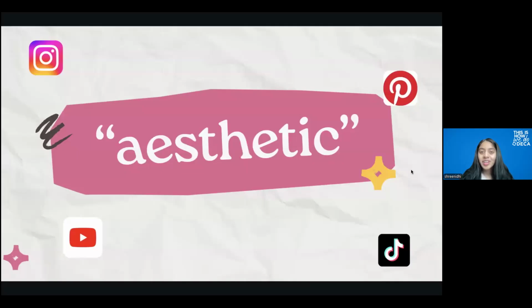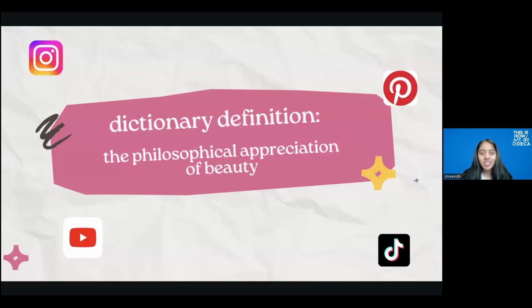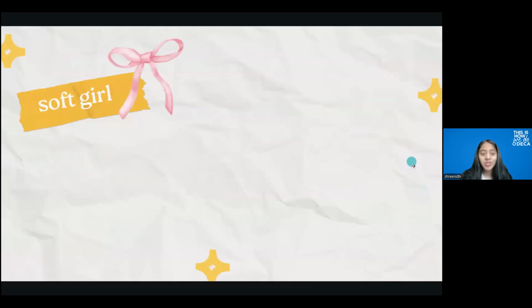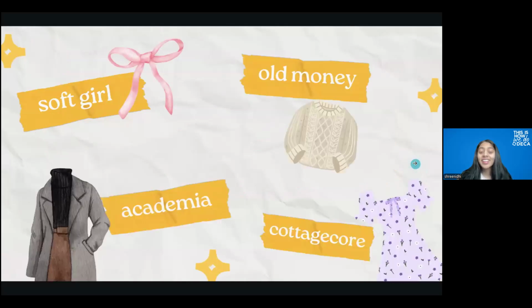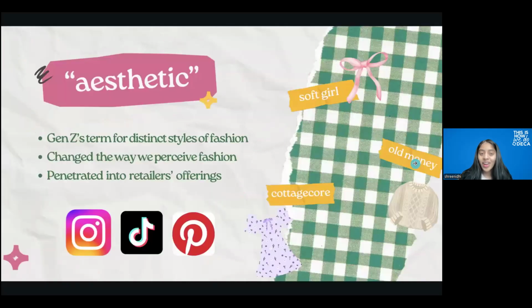Chances are you've probably heard of the word aesthetic on social media. Although the dictionary definition of the word aesthetic is the philosophical appreciation of beauty, Gen Z has redefined this term to reflect the new and modern fashion trends that have arisen with the rise of social media. From the soft girl aesthetic to the old money aesthetic to the cottagecore aesthetic and the academia aesthetic, these brand new aesthetics have changed the way we perceive fashion and have also penetrated into retailers' offerings.